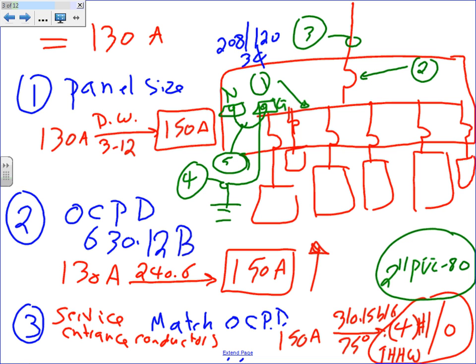So we size the panel, we size the overcurrent protection device for it, and we size the conductors plus the conduit. Piece of cake, right? Strictly a welder. But here's what could happen then. Suppose that this welder shop has some lights. Suppose it also has some receptacles.